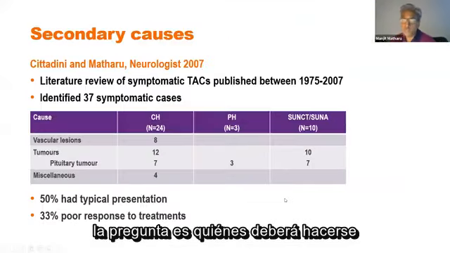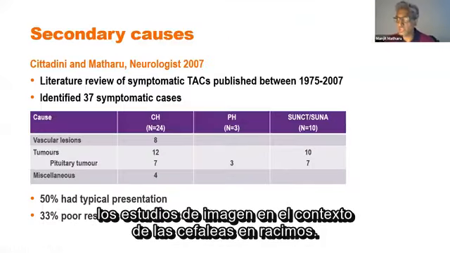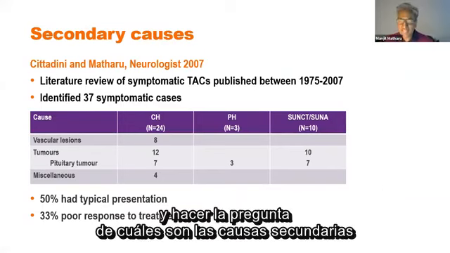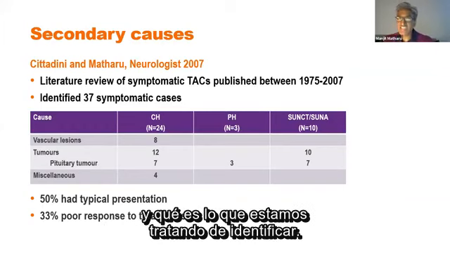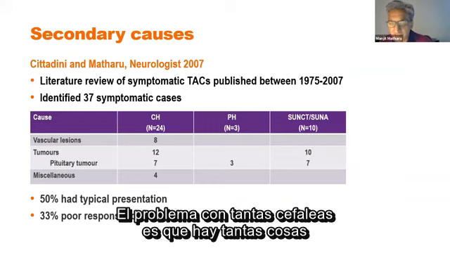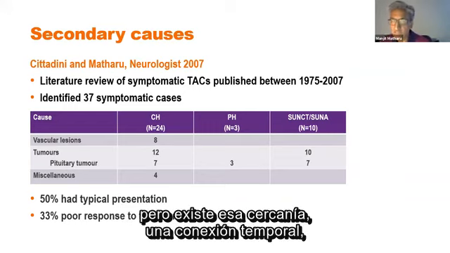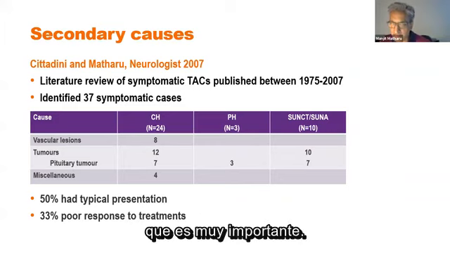imaging, then the question is, who are the people you should be doing the imaging in, in the context of cluster headache? And to a certain extent, you have to fall back and ask the question, well, what are the secondary causes and what is it that we are trying to identify? The problem with very many headaches is that there are loads of things that are described as being secondary cluster headache, but it's that close link, that temporal link that is really important.